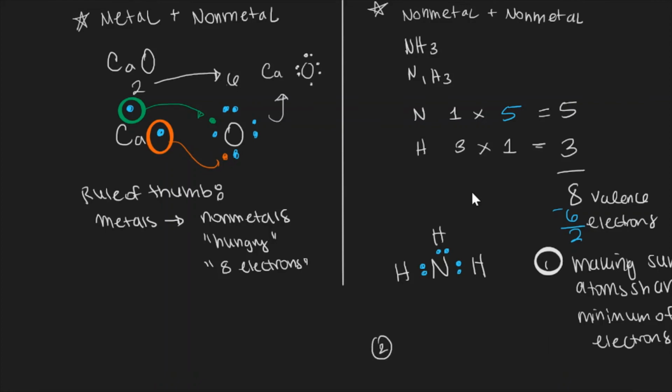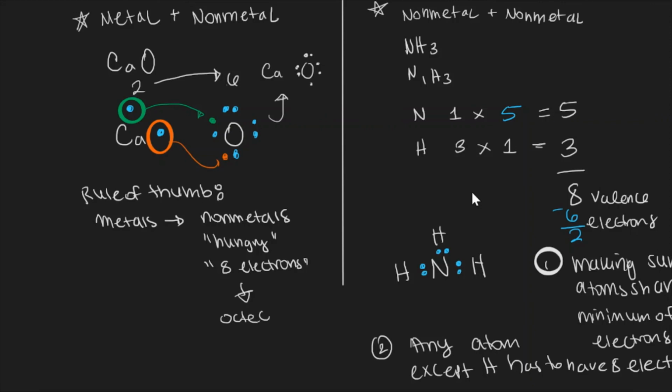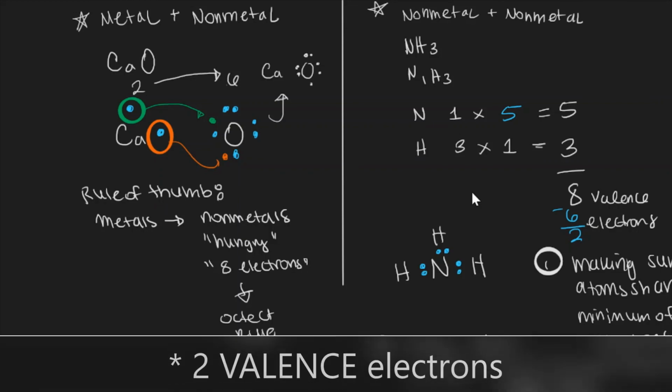And how do you know if it's satisfied? Well, any atom except hydrogen has to have 8 electrons. And why except hydrogen? Because every other atom except hydrogen fulfills the octet rule, which is needing to have 8 electrons to be happy. Okay, but hydrogen actually has the duet rule, which only means that they are just really happy with 2 electrons, and that's how it is.